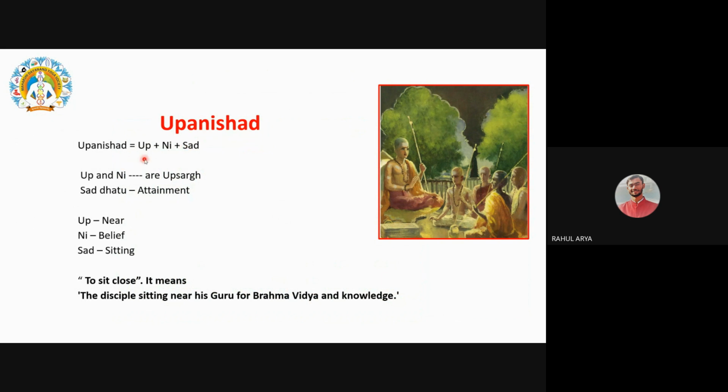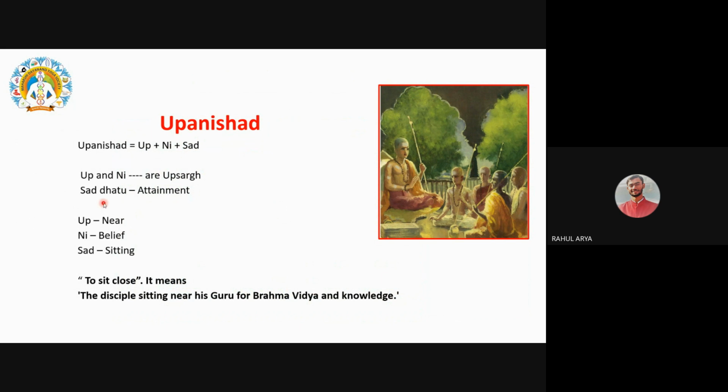Upanishad is a combination of three words: Up, Ni, and Sad. Up and Ni are the upsarga. According to Hindi grammar, an upsarga is used to appreciate something, like jewelry on a woman improves the beauty of the girl. In the same way, the upsarga improves the level of the word, like jewelry.